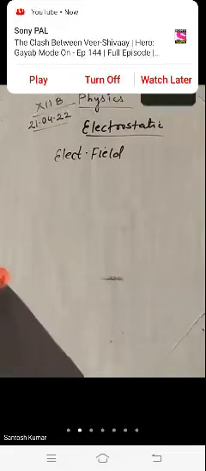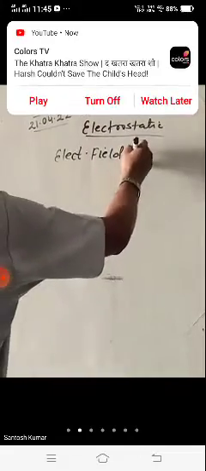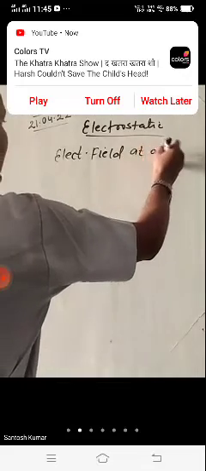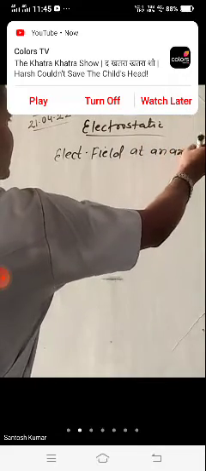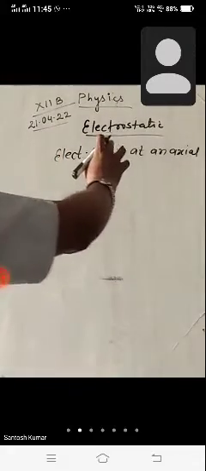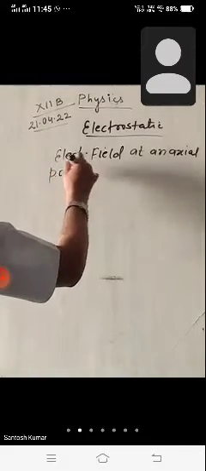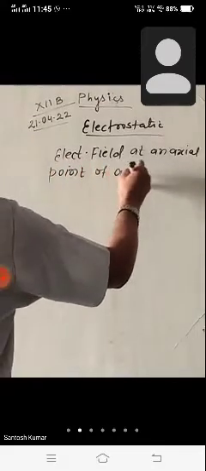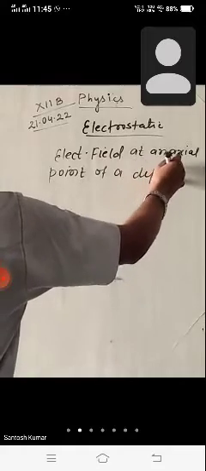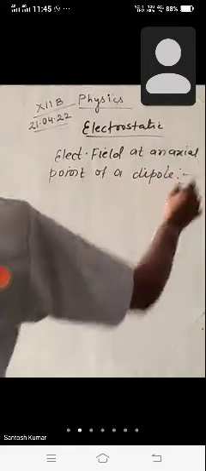So electric field at an, just this is the heading. You have to note the heading, then we will move forward. So we have to find the electric field at an axial point of a dipole. This is our topic.